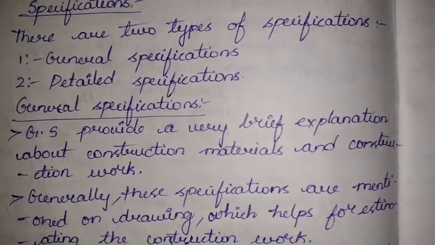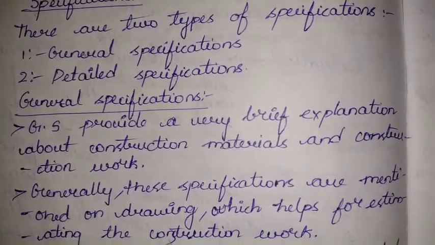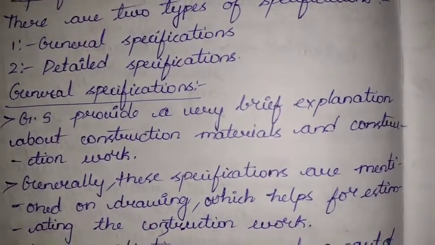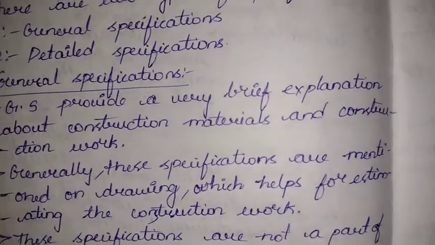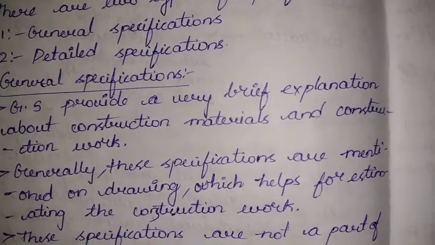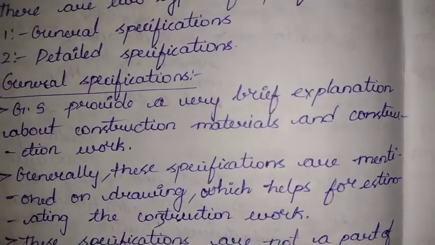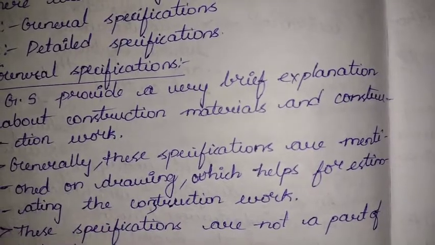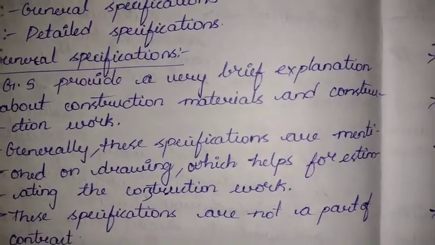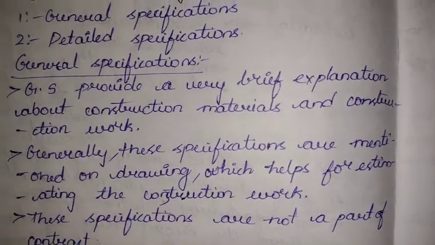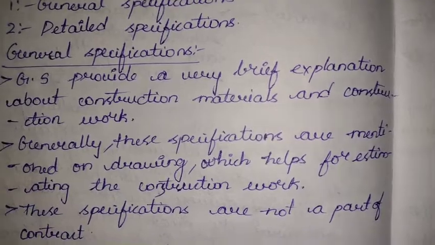Today in this video we are going to discuss types of specifications. But let me first explain what a specification actually is. A specification specifies or describes the nature and class of the work and the materials to be used in the construction or in the work undertaken, along with the workmanship. It is very important for the execution of the work, and the cost of the work depends much on the specifications.